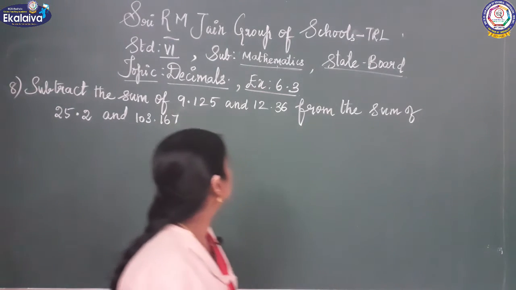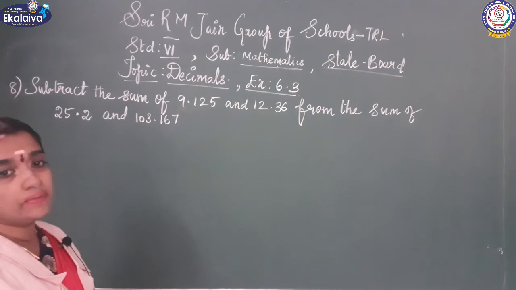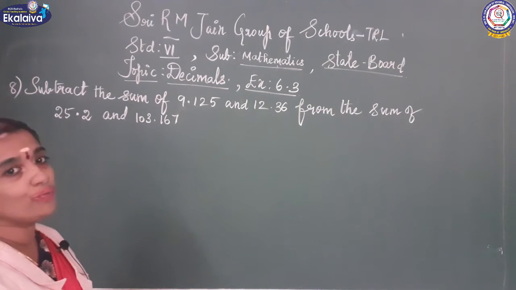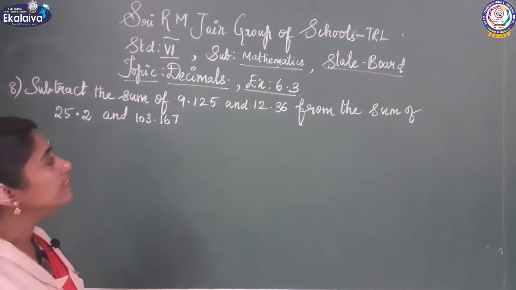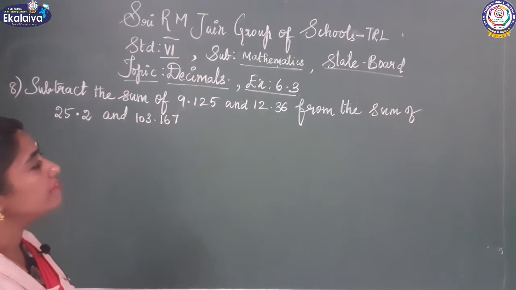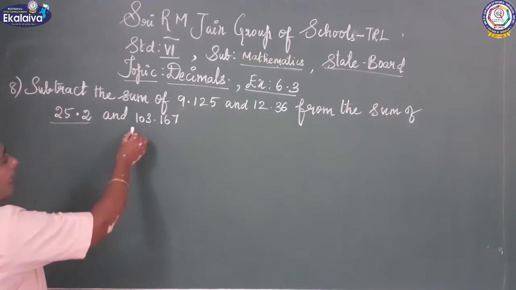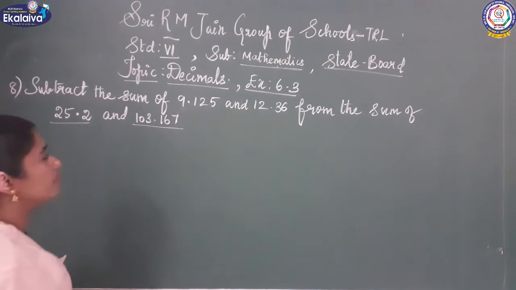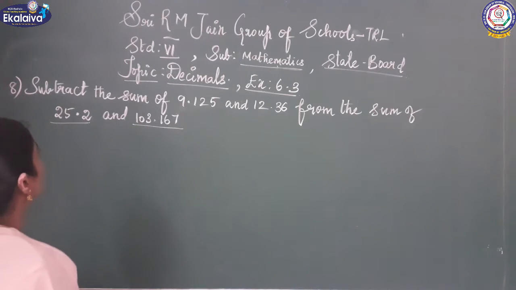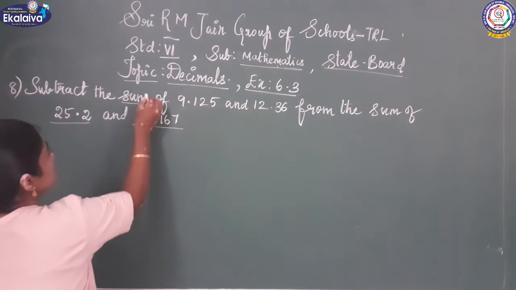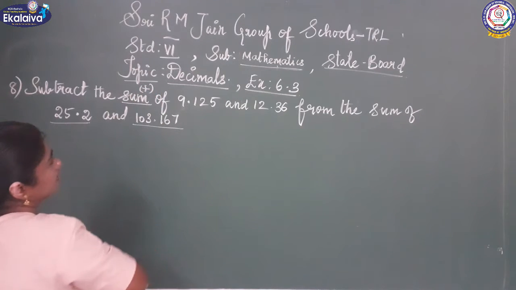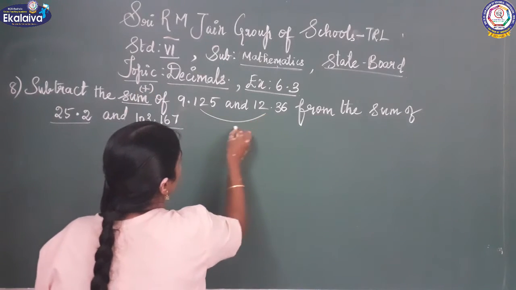Listen children, subtract the sum of 9.125 and 12.36 from the sum of 25.2 and 103.167. Now I am going to add this. Sum means what I have to do? Add. So these two things I am going to add.